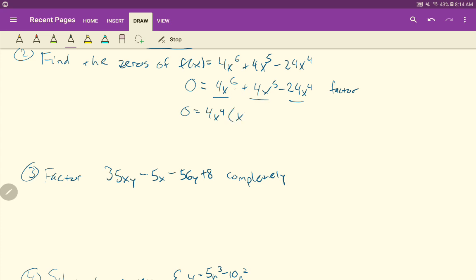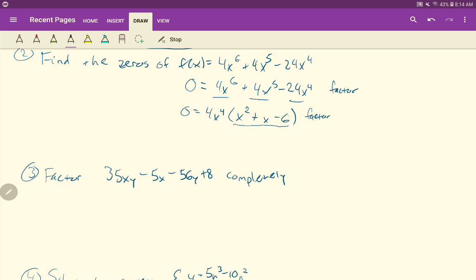And so I'm taking out 4x to the 4th from this will give me an x to the 2nd. Taking a 4x to the 4th out of this will give me just x. Taking a 4x to the 4th out of that will give me a minus 6. Okay, so now I want to see if I can factor this quadratic right here. And so let's see here. I think it does factor.